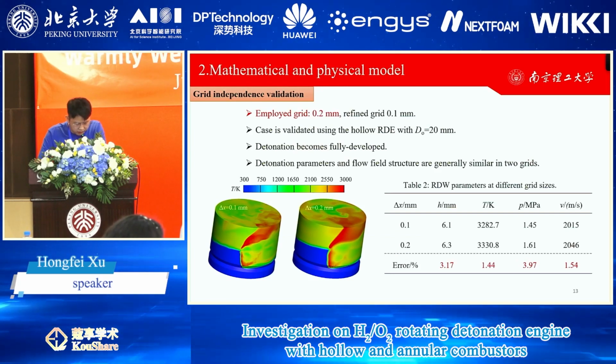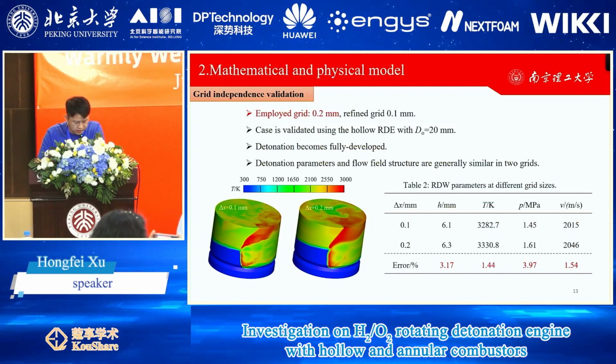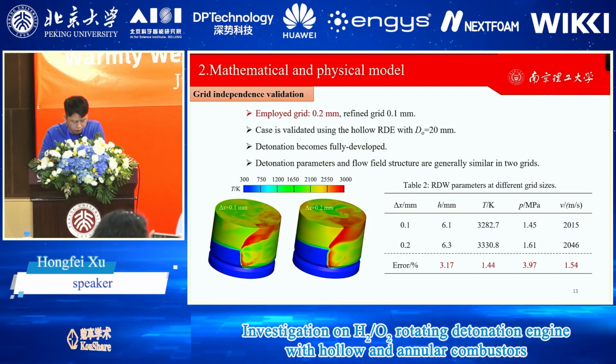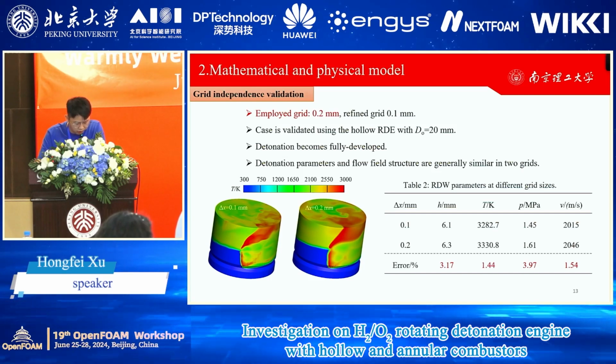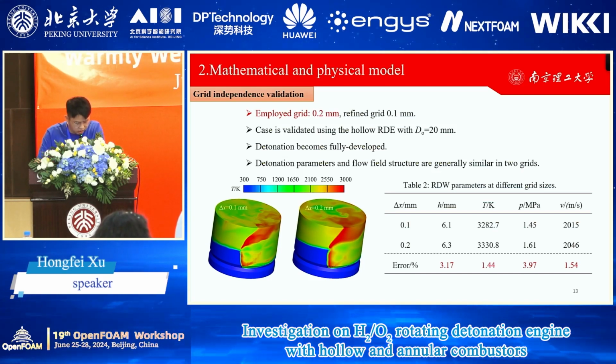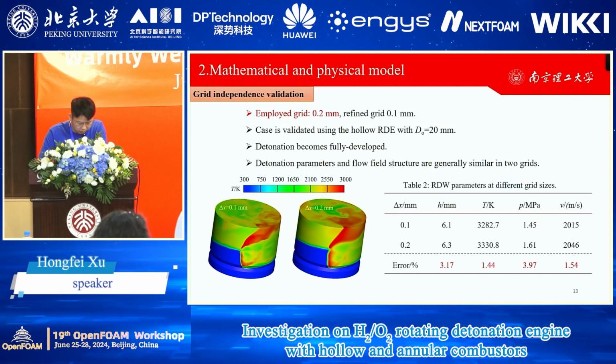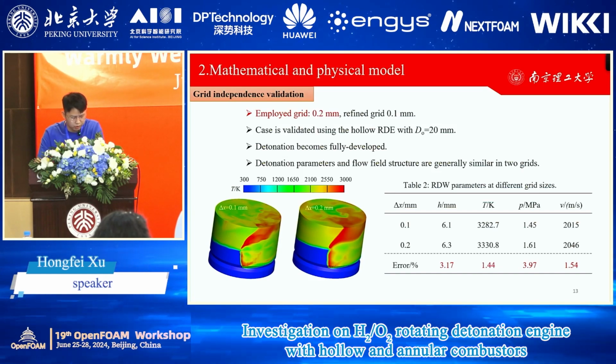As can be seen, detonation parameters and flow fields are generally similar in two grids, since a long computing time is required to obtain a stable propagation of hydrogen-oxygen detonation waves. The grid size of 0.2 mm is employed in this study based on accessible computational cost and reasonable accuracy.